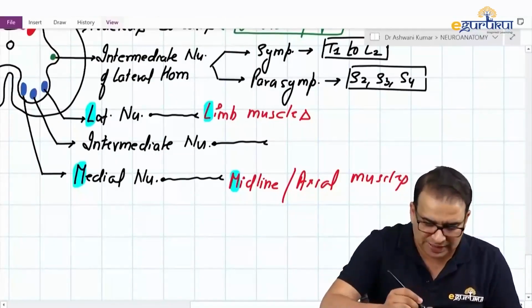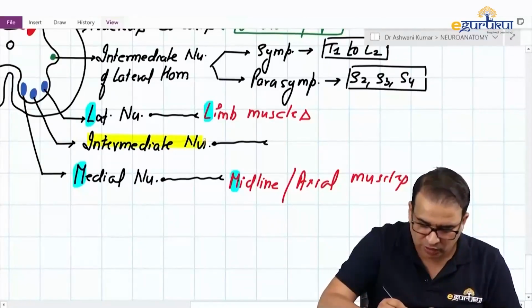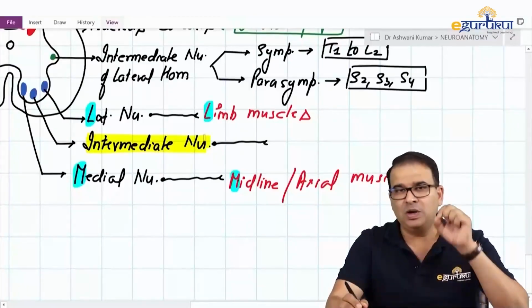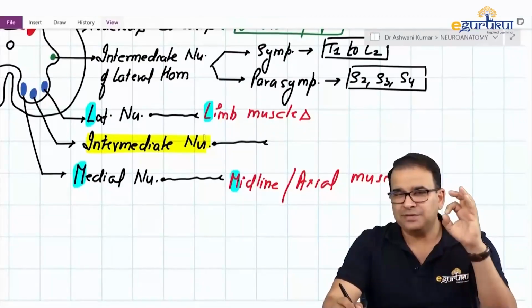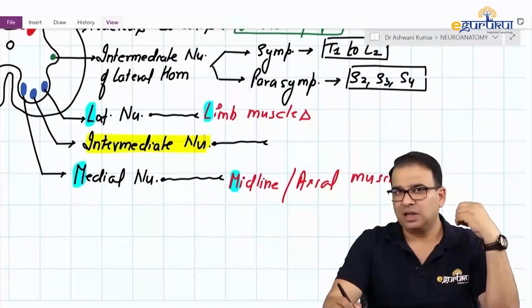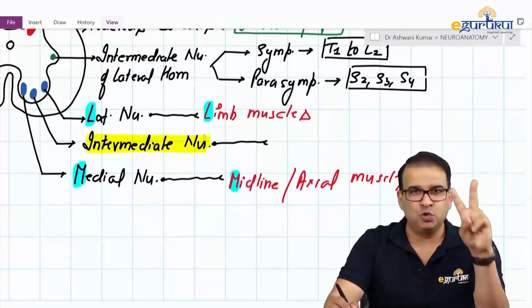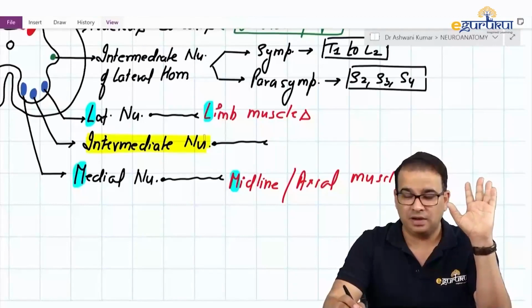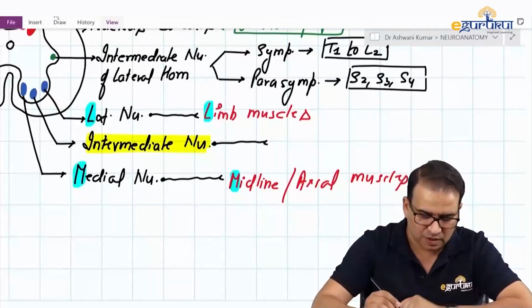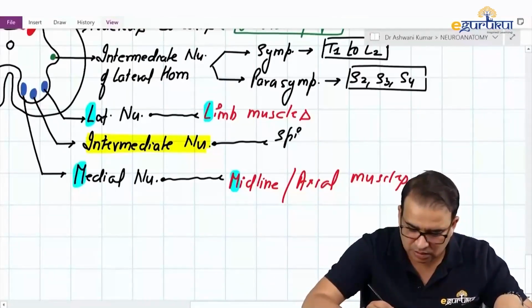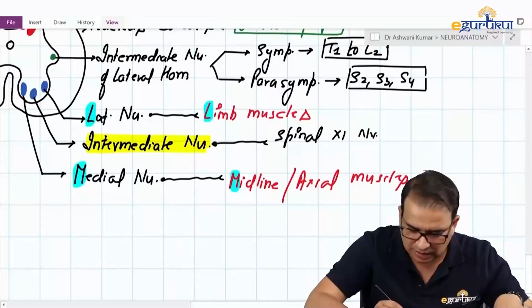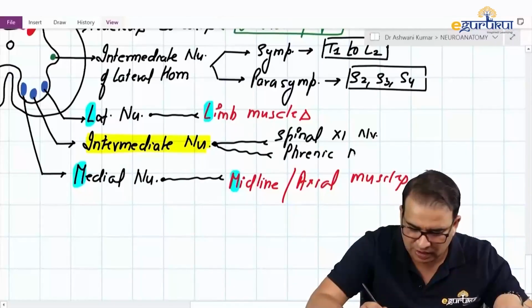And think about this intermediate nucleus, guys. First of all, it is not present everywhere. You will only see the intermediate nucleus in the cervical region. That means the nerves which have origin in the cervical region can only come out from the intermediate nucleus. You will see 2 important nerves emerging from the intermediate nucleus. One of them is the spinal accessory nerve. I hope you remember this one. And the other one is the phrenic nerve. Well, both are definitely very important.